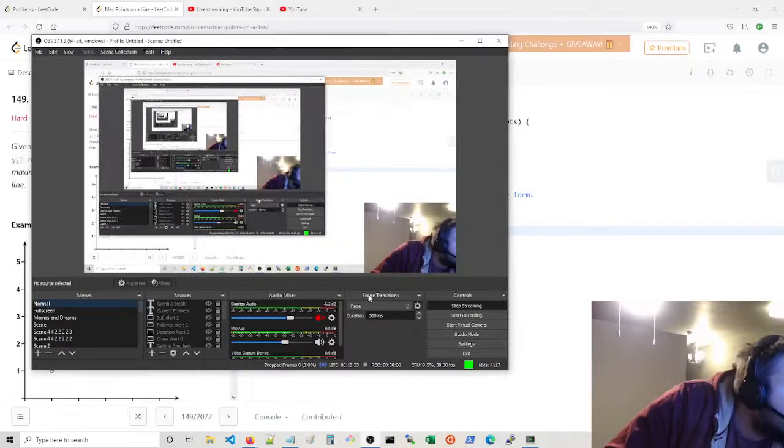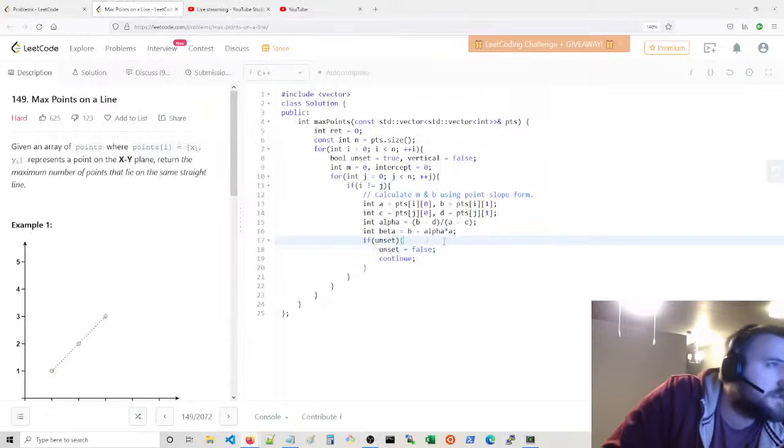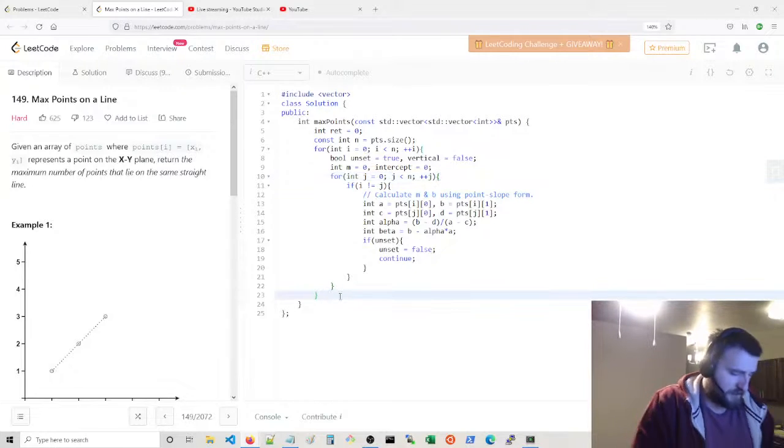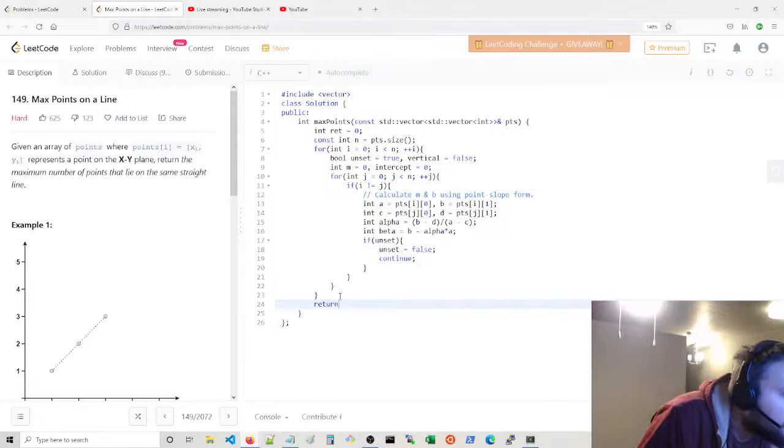How are we doing on time? Yeah, it's not as easy as I make it out to be. This is definitely a really challenging question, even if we do it in quadratic time. So, all right. At the end of this, we're going to return ret. We could just write that now.